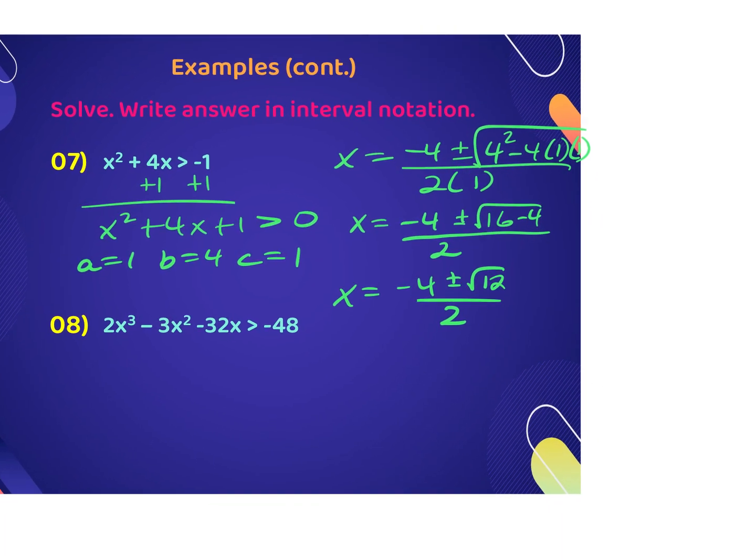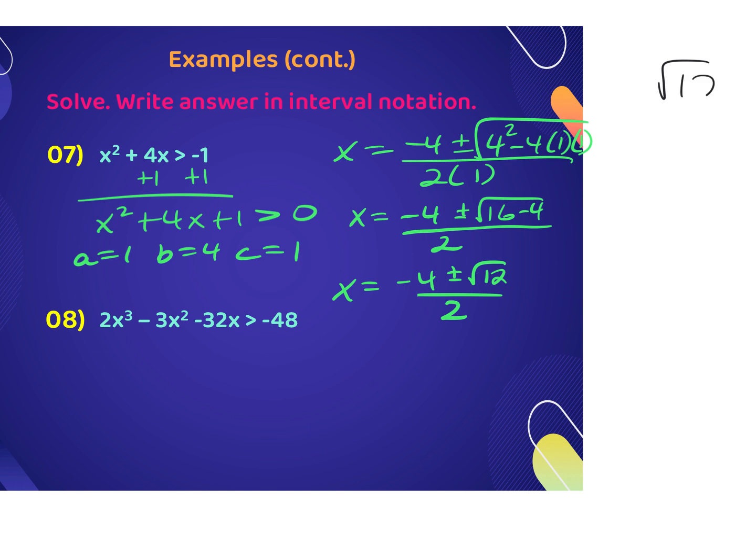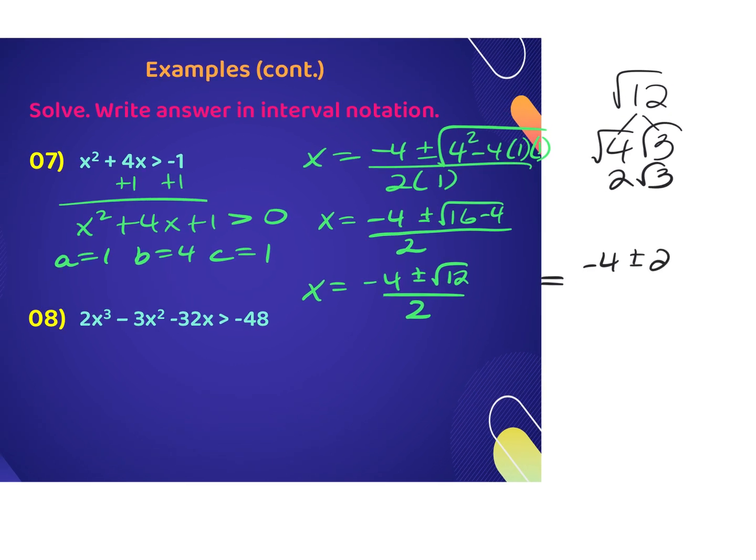Again, don't simplify yet. Let's do a factor tree for the square root of 12. This will be 4 times 3, 2 square root 3. So now I've got x is equal to -4 plus or minus 2 times the square root of 3 over 2. Now I can simplify. I can simplify all of these by 2. So this will become a -2, a 1, and a 1. So my final answer here is -2 plus or minus square root of 3.